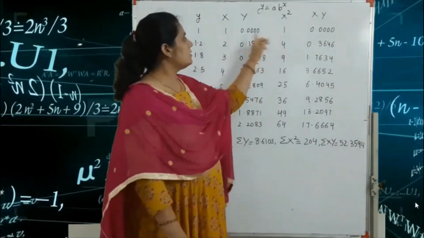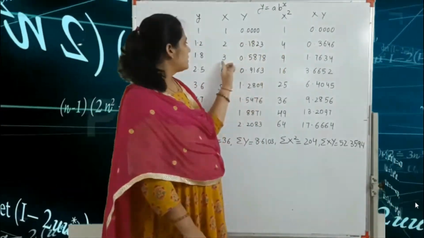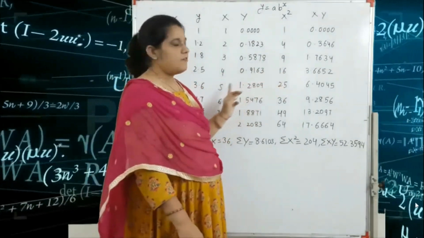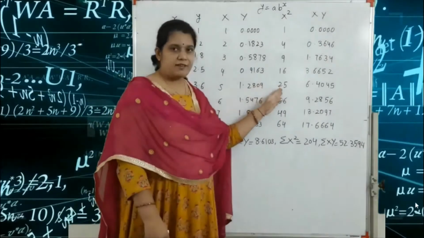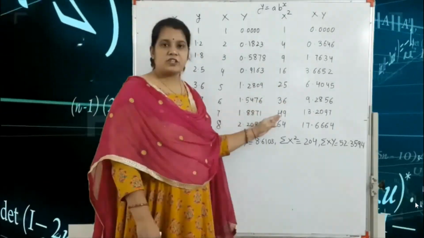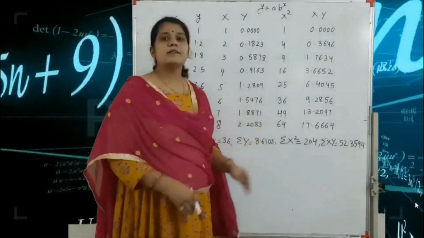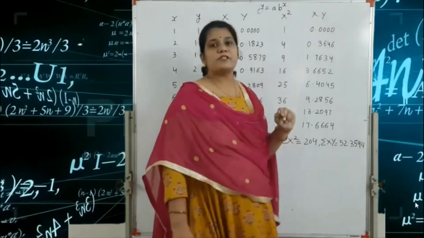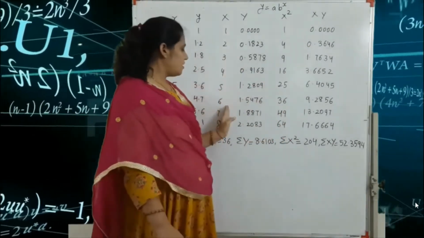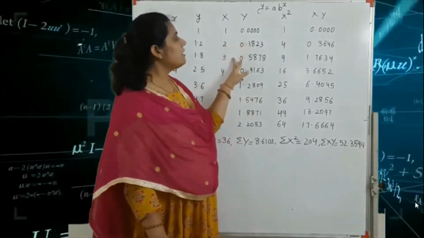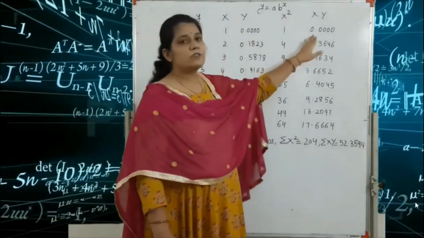So 1, 2 square 4, 3 square 9, 4 square 16, 5 square 25, 6 square 36, 7 square 49, and 8 square 64. And our last column is x into y. So this is our column of x and this is the column of y. So we multiply both the values. So we get 1 into 0, that means 0.